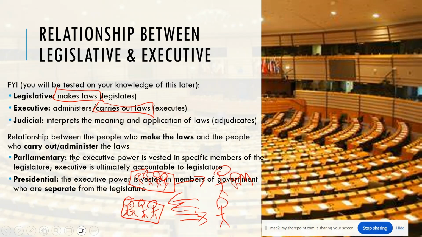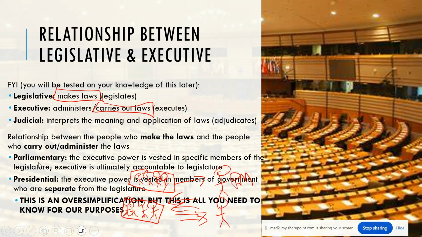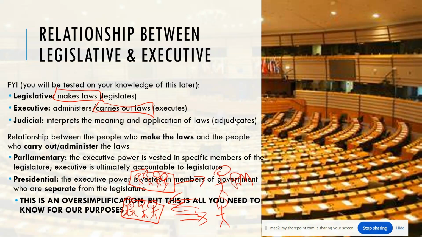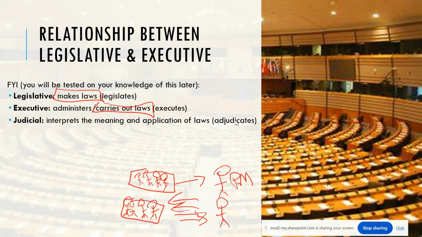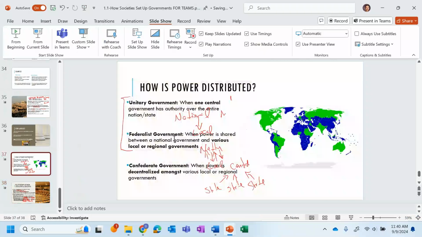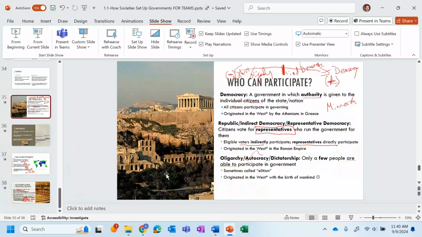Once again, that's an oversimplification. There's a lot of nuance to this, but for our purposes in 10th grade American government, I think we're good. So those are the three types. Once again, who's making the laws, who's carrying out the laws, what's the relationship between the national and the state and local governments, and then who can participate.